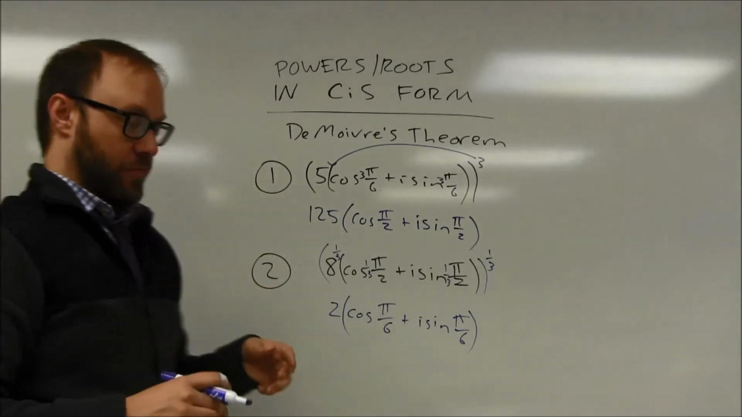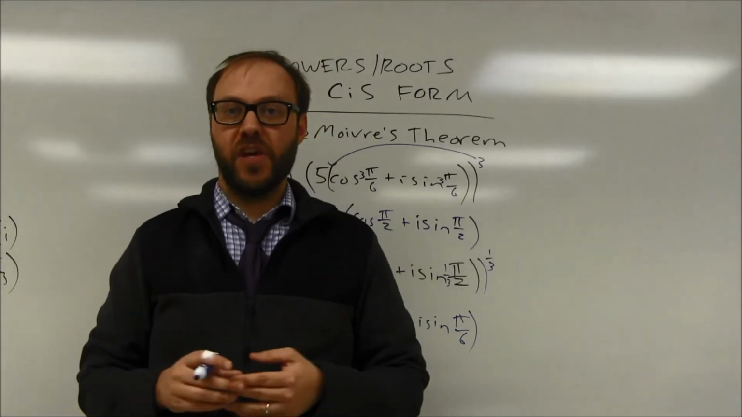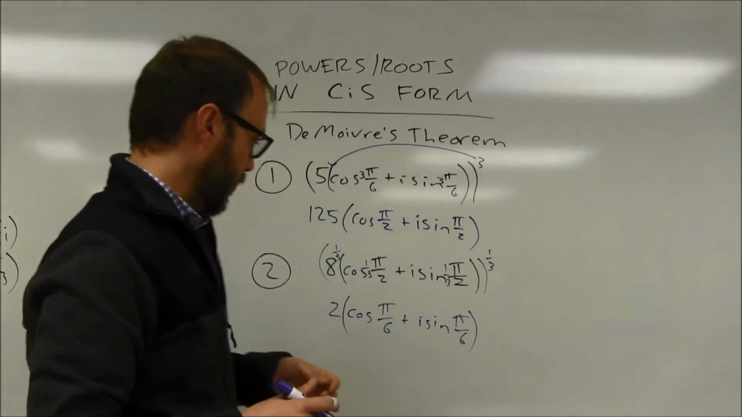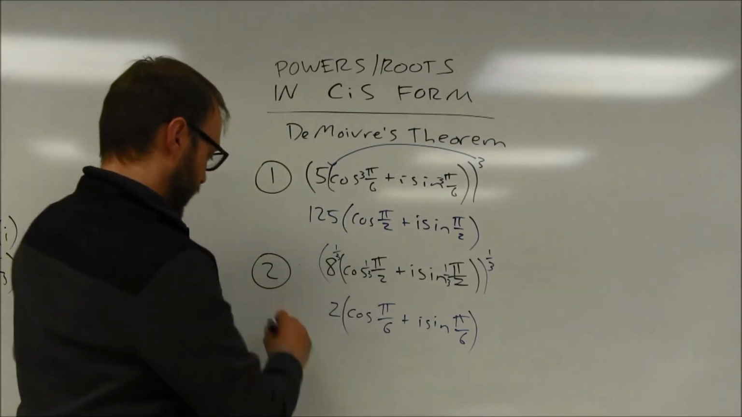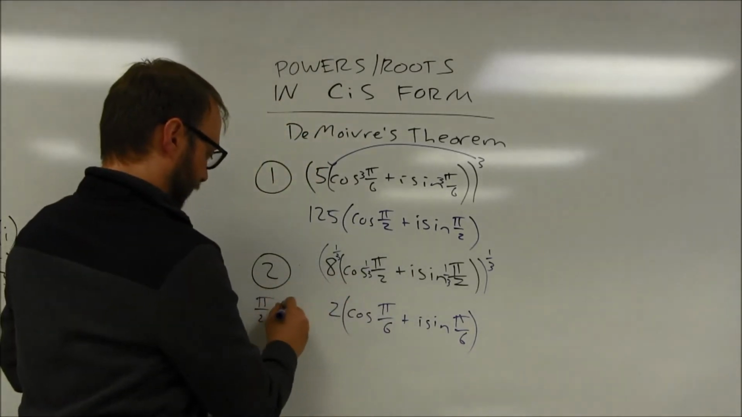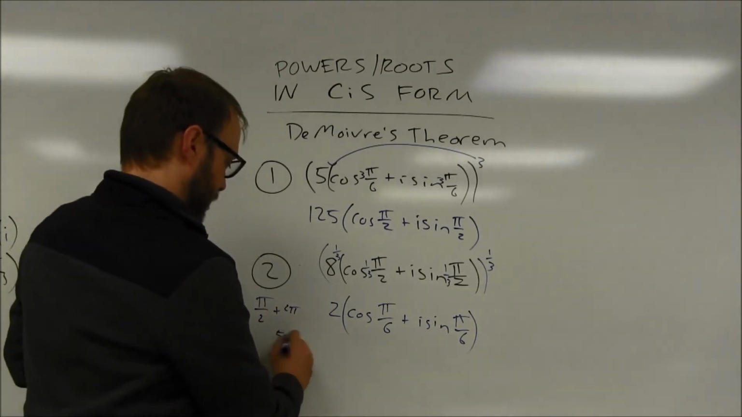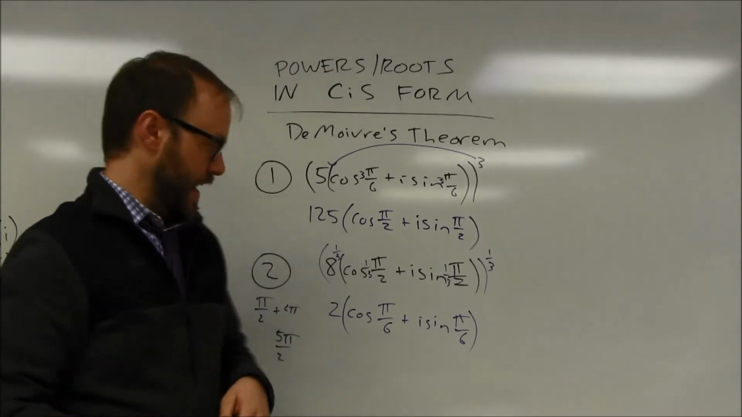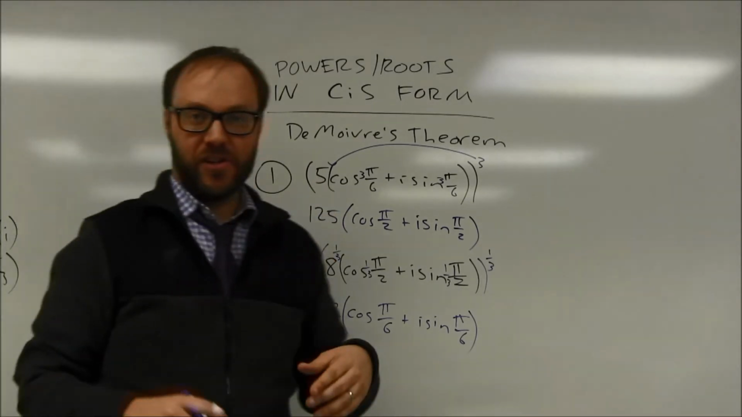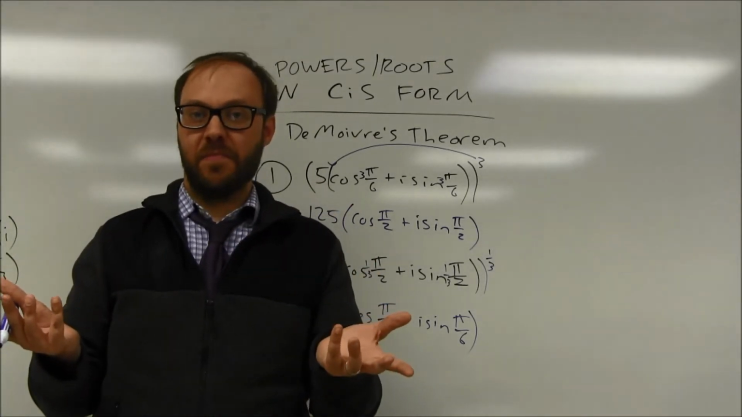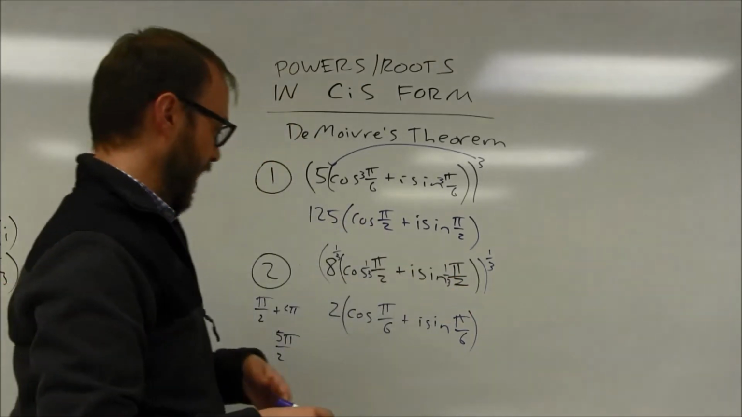The big idea here really comes back to coterminal angles. For example, if you have an angle measure of pi over 2, you can add 2 pi to that, and that would give you 5 pi over 2, 2.5 pi. That would be another angle measure that would graph in the same position, would be coterminal.